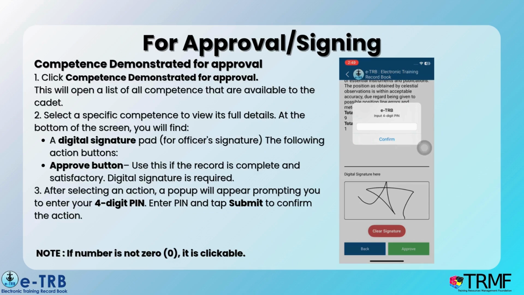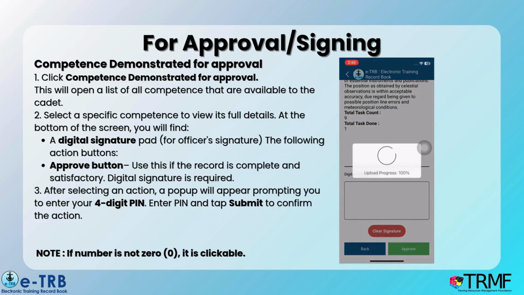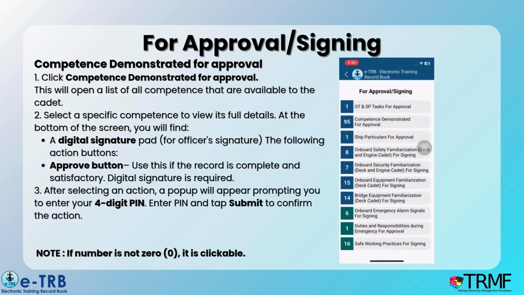3. After selecting an action, a pop-up will appear, prompting you to enter your 4-digit PIN. Enter PIN and tap Submit to confirm the action. Note: if number is not 0, it is clickable.